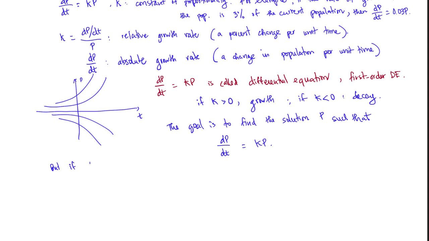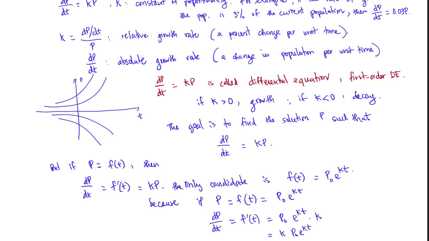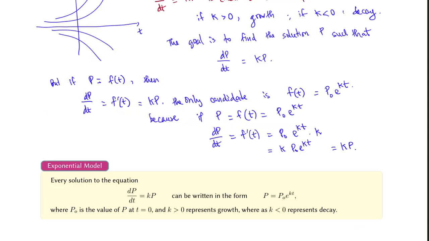But if P equals f of t, a function in terms of t, then dP over dt equals f prime of t, but dP over dt is kP. The only candidate for P that satisfies this condition is the exponential model f of t equals P naught e to the kt, because f prime of t is P naught times e to the kt times k. But this is k times P naught e to the kt, and P naught e to the kt is P. And so we have our first differential equation model.